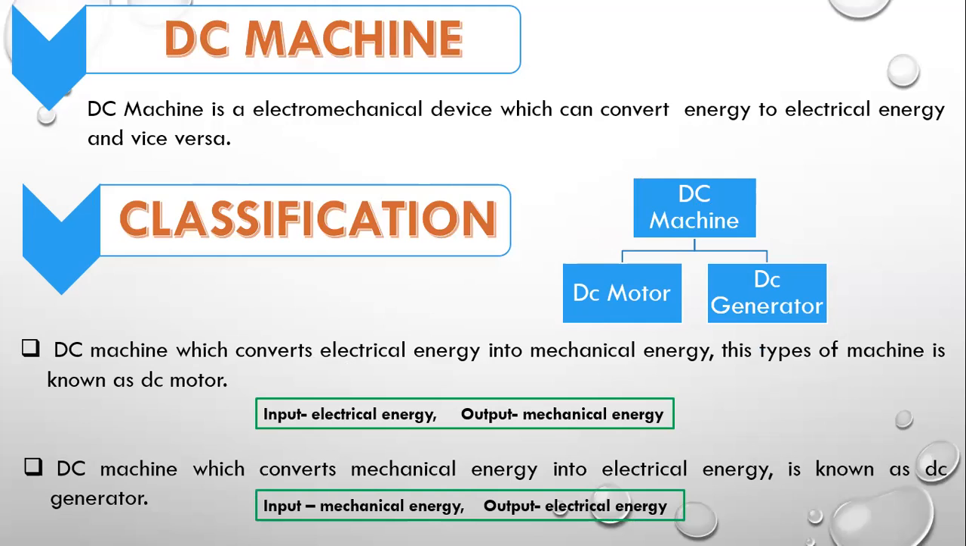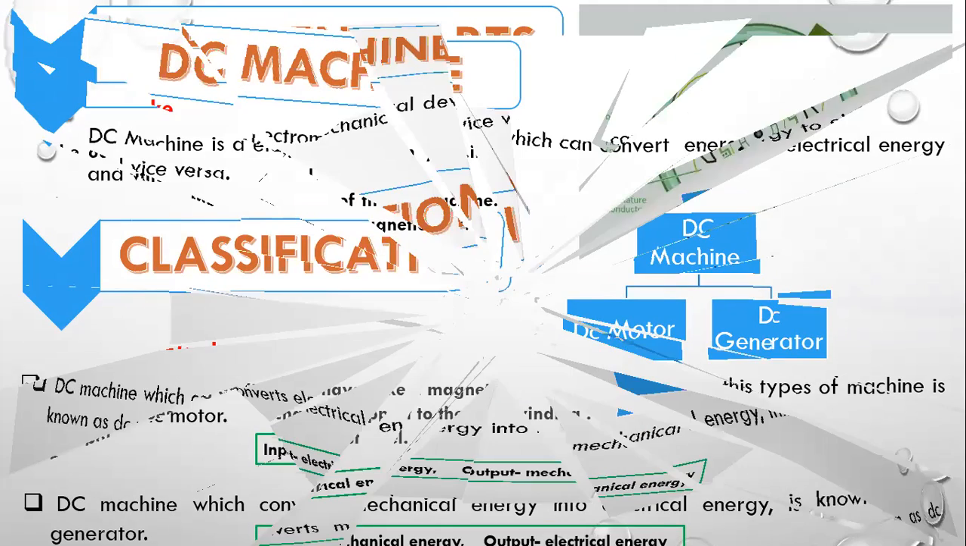Then the classification. DC machines are mainly classified into two. One is DC motor and the other is DC generator. Then what is DC motor? The DC machine which converts the electrical energy into mechanical energy is known as DC motor. Here the input is electrical energy and the output is mechanical energy. And what is DC generator? The DC machine which converts the mechanical energy into electrical energy is known as DC generator. Here the input is mechanical energy and the output is electrical energy.